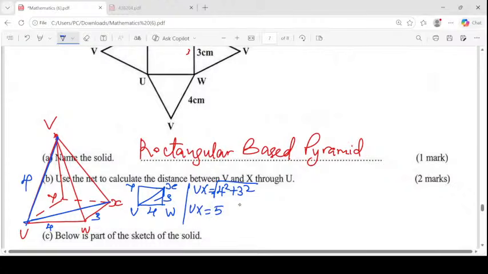So ux is 5. Then it will mean that v to x is obtained by taking vu plus ux. vu is 4 plus ux 5. So this is 9 centimeters. So you realize that that particular distance, ladies and gentlemen, is 9 centimeters. I hope you've understood it well after I drew this diagram.